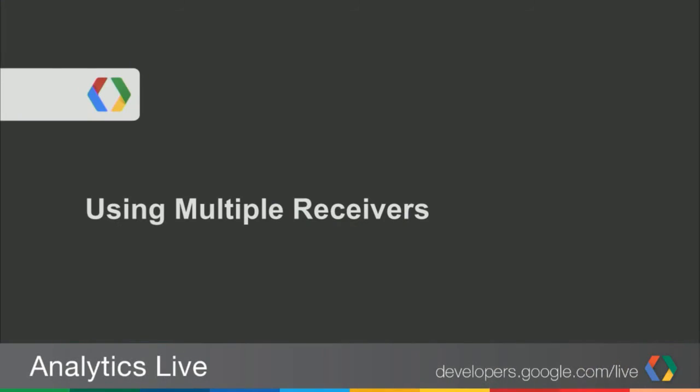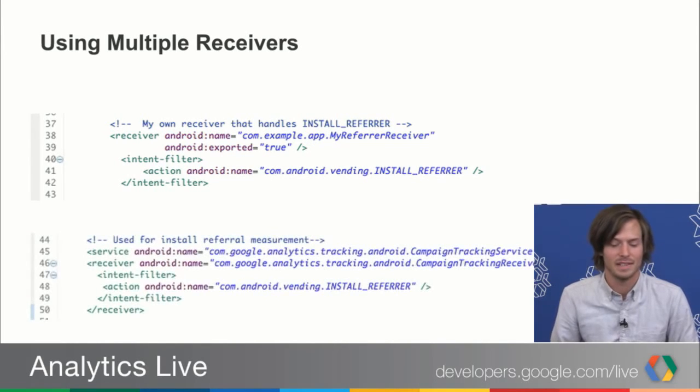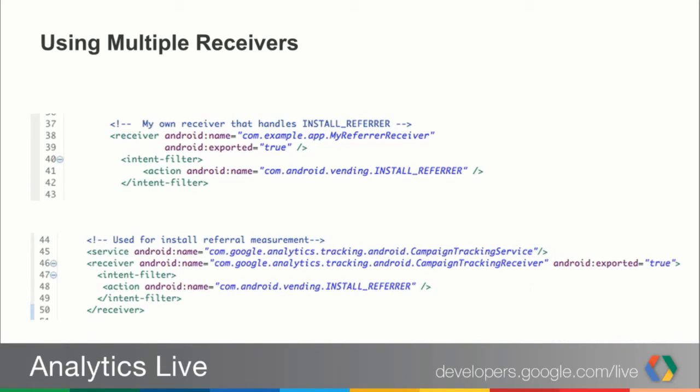Another common issue, the second one that I alluded to earlier, is when you have multiple receivers that are all trying to receive that install refer intent. The thing about that intent is that it can only be received by one broadcast receiver. So you want to make sure that you don't run into this situation where you already have some receiver that's receiving that install refer intent and doing some work with it, and then you just copy and paste in the Google Analytics receiver. And this will either not work or it won't work reliably because, again, only one of these is going to get called. So the solution for this is pretty straightforward.